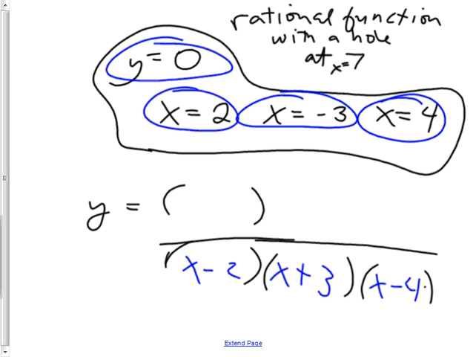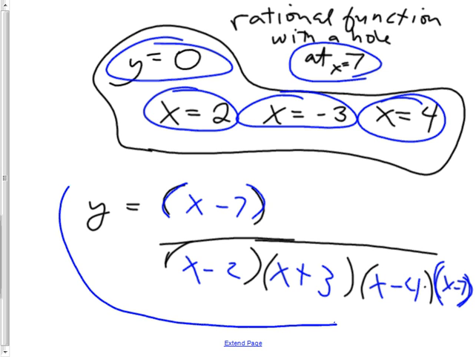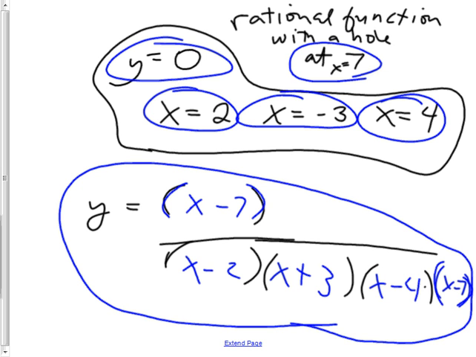Well, it needs a hole at x equals 7, so I could put an x minus 7 on the top and an x minus 7 on the bottom. Is it still bigger on the bottom? Yep. And now I've got this hole here and this one and this one that will cancel each other. All right, there's your answer for a rational equation that would fit all those things.